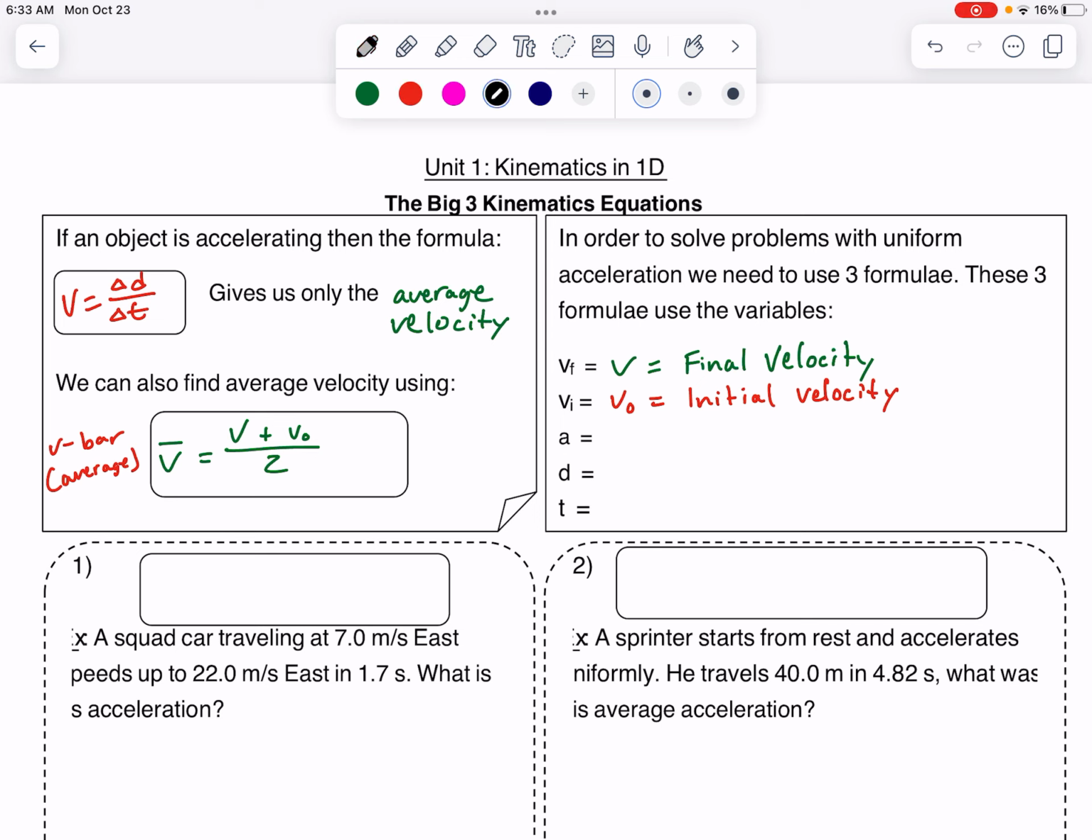All right, and then A is just going to be acceleration. D is going to be our displacement. Right, so just kind of our change in distance. And T is time. Now keep in mind that these first four are all vectors.